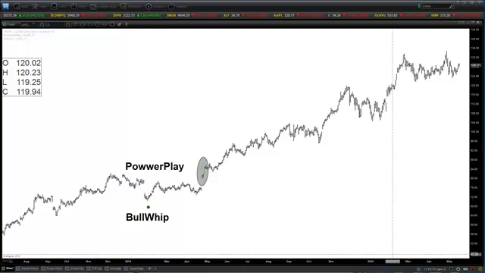Just for reference, I've also put the bullwhip study on there, which is different to PowwerPlay in that it is always trying to catch the end of a corrective phase and that the uptrend is going to restart.